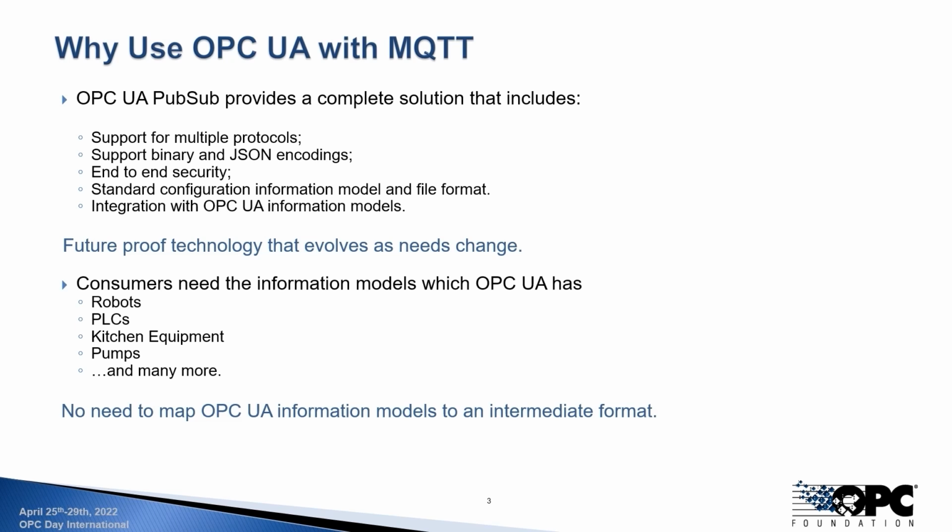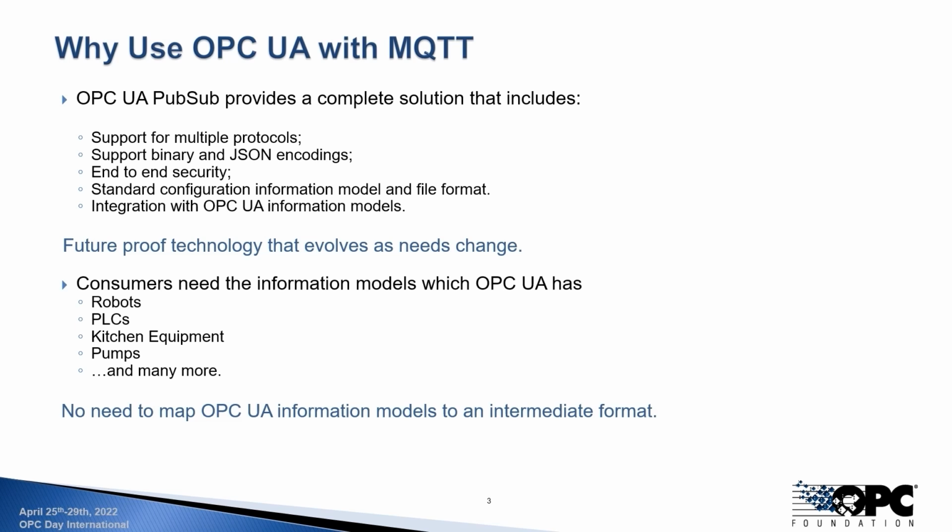The other big feature of OPCUA with MQTT is integration with OPCUA information models. These information models are a big part of OPCUA because they allow servers, basically sources of data, to express their information with rich semantic context. This context comes in part from the base OPCUA specification, but also from the many, many companion specs for different verticals, from robots to PLCs to kitchen equipment to pumps and many more. All of these different verticals have created standard information models. So you can have a robot by one vendor that will look just like a robot from another vendor. And this gives a new level of interoperability between applications that we never had before.